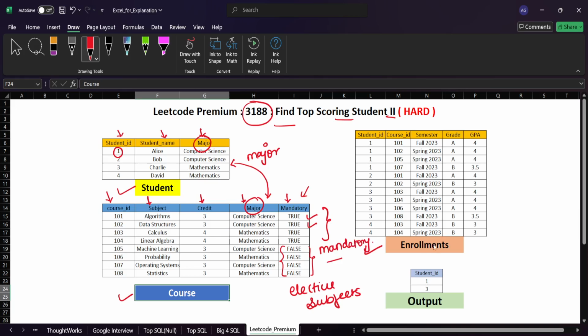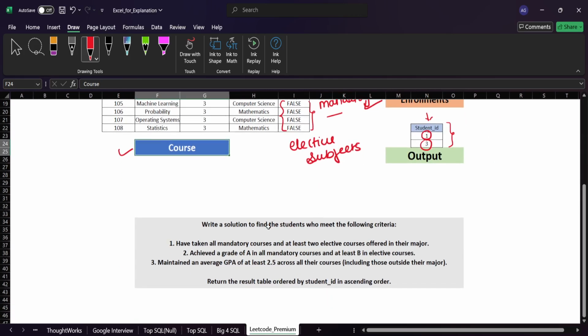Now let's talk about the enrollments table. Here in the enrollments table, we have the student ID and course ID. Student ID is coming from the student table and course ID is coming from the course table. And we have the semester, grade, and GPA. So for each and every student, based on their enrollments, we have the result. In the output table, we have only one column, that is student ID: student 1 and student 3. So how students 1 and 3 are coming into the output is based on these criteria.